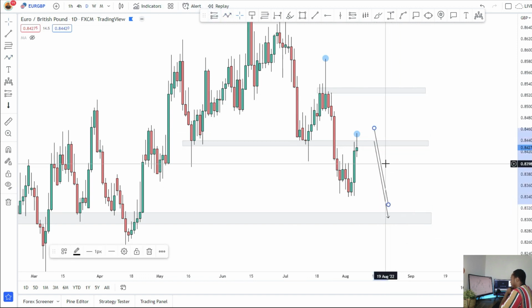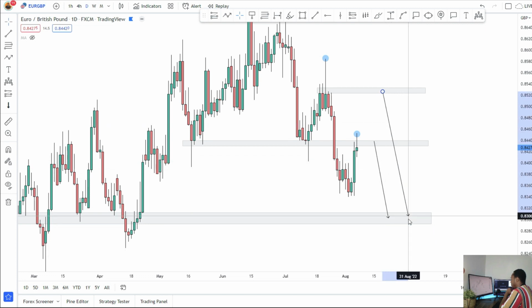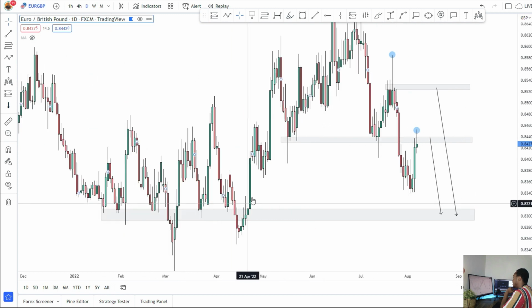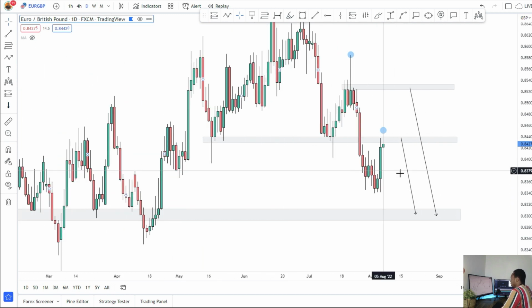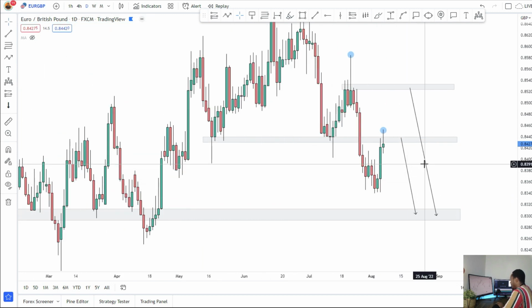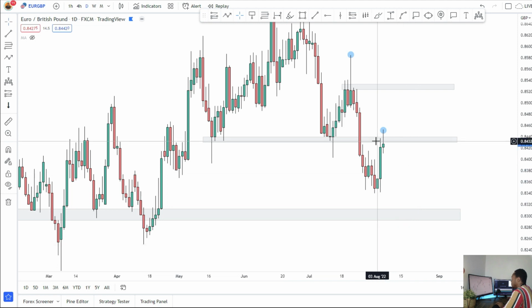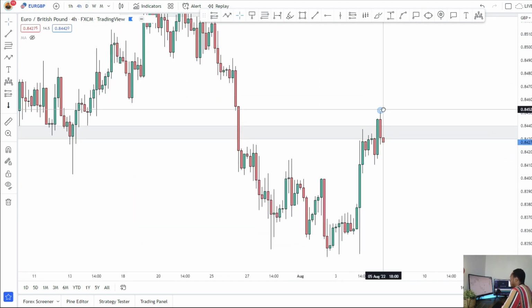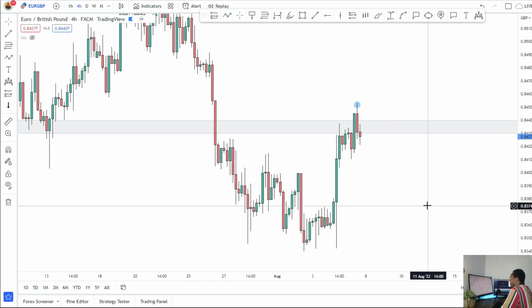So for me, still bearish for Euro Pound. Targets in 0.83. From here, there could be some nice buys, because it is a very, very strong support, but I do see us returning back down to that level. So for entry wise, all you're going to be doing is just monitoring price action at this area here.